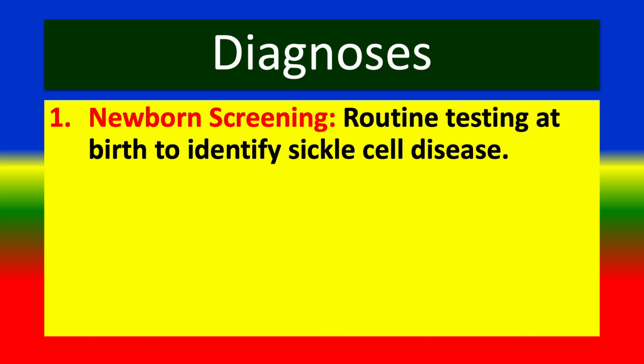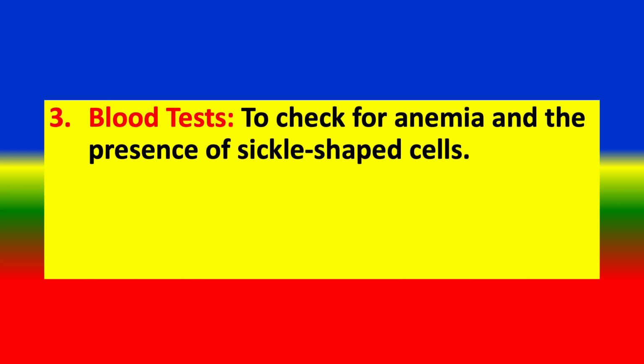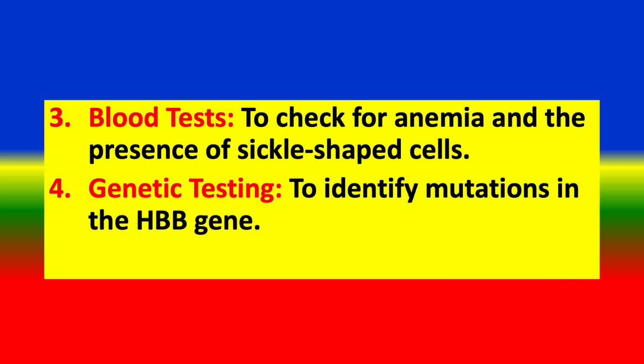Diagnosis. 1. Newborn screening, routine testing at birth to identify sickle cell disease. 2. Hemoglobin electrophoresis, a test that identifies different types of hemoglobin to confirm the diagnosis. 3. Blood test to check for anemia and the presence of sickle-shaped cells. 4. Genetic testing to identify mutations in the HBB gene.